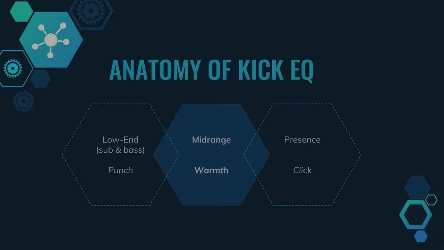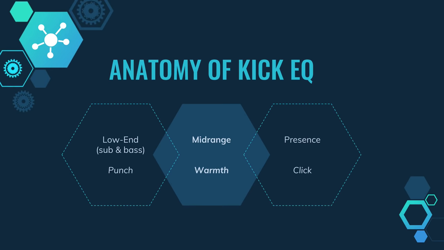The anatomy of a kick EQ, I like to break it down into three main parts. The first part being the low end, which is made up of sub and bass, and controls basically the punch of your kick sound. The second part is the mid-range section, which really controls the warmth of your kick sound. And finally, the presence section, which controls the click.